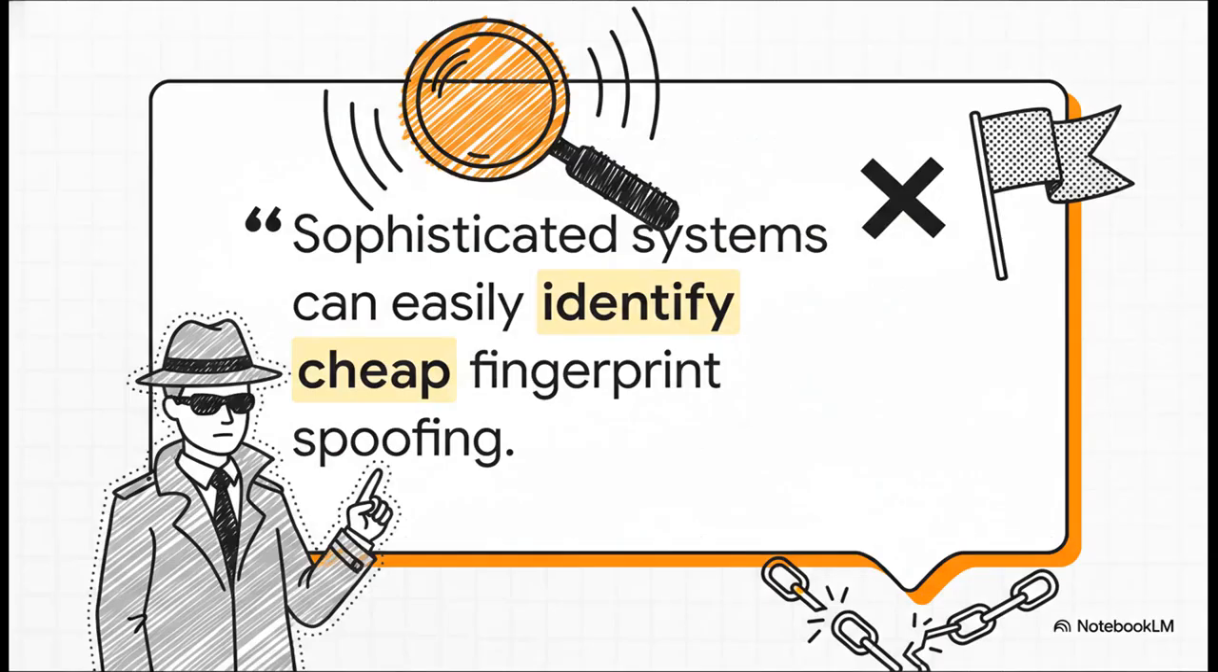Number 2, and this one is a huge deal: weak fingerprint protection. The whole point of using one of these browsers is to stay hidden, right? But here's the thing. Platforms like Facebook, Amazon, Google, they've gotten really, really smart. They can spot a cheap fake fingerprint a mile away. And honestly, a bad disguise can be even worse than no disguise at all. It's a surefire way to get your accounts banned.